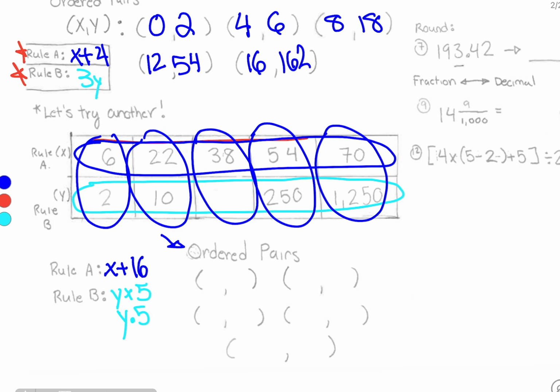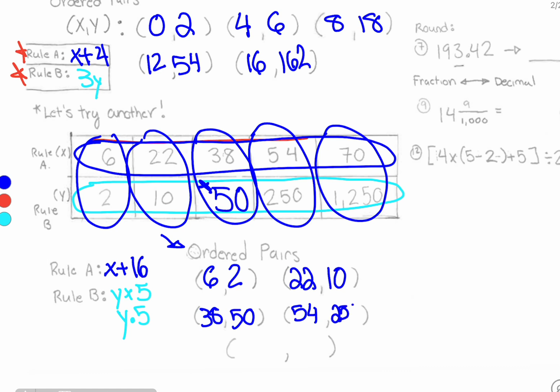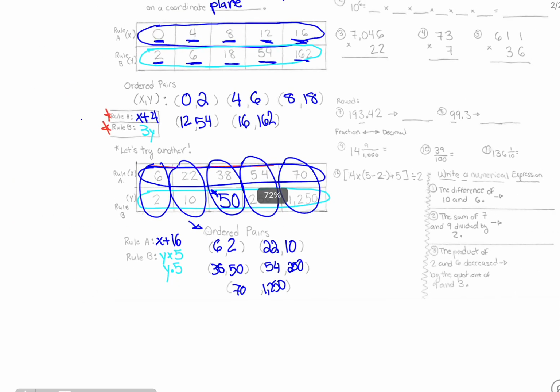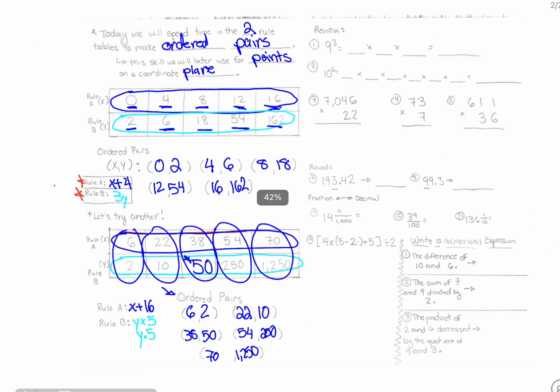And I need to figure out this guy right here. 10 times 5 is 50. I need to write them as ordered pairs. 6, 2; 22, 10; 38, 50. Big number. 54, 250. Ooh, it's going to be hard to squeeze that one in. 70, 1250. And we're going to take all of this knowledge and we're going to apply it to coordinate planes tomorrow.